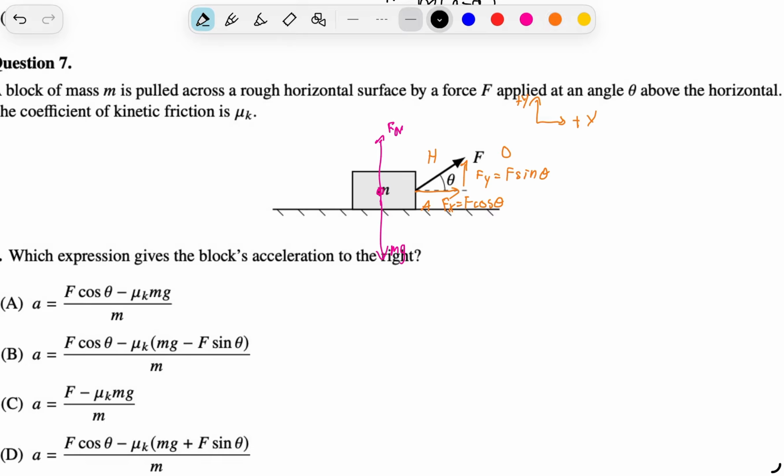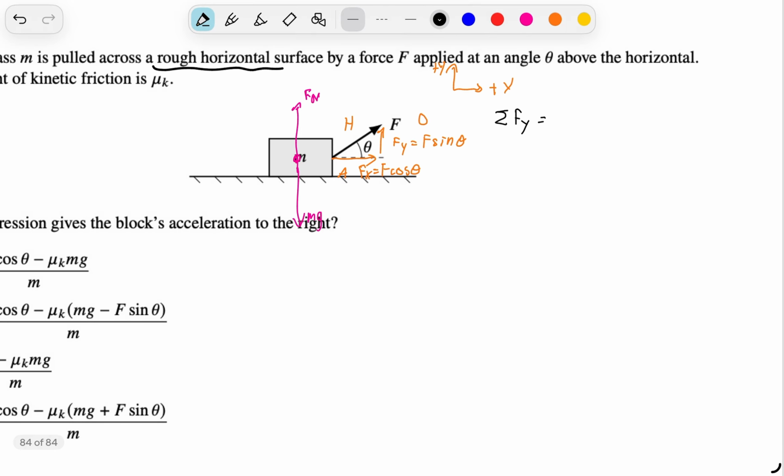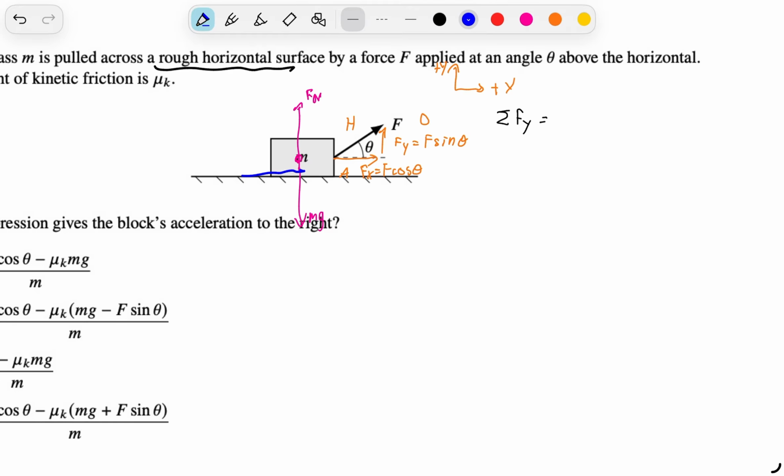So now what we can do is just sum our vertical and horizontal forces. We also have a rough horizontal surface, which means at the point of contact we have the force of friction. Vertically, we have no acceleration because the block is not going to be leaving the table surface, neither is it going through the table surface. We only have a horizontal acceleration, but in our vertical direction it's equal to 0.